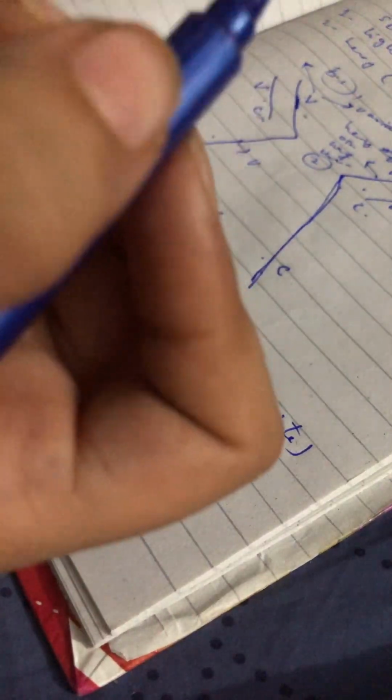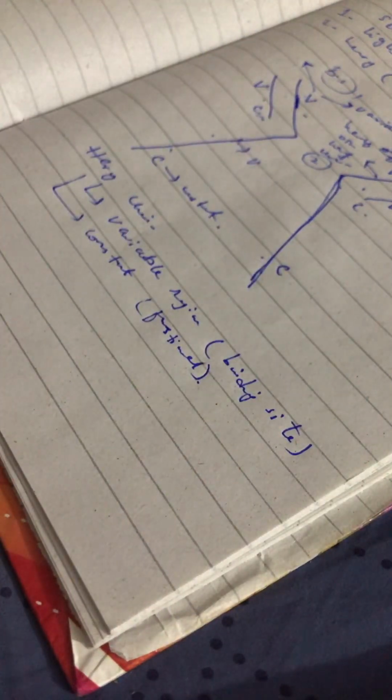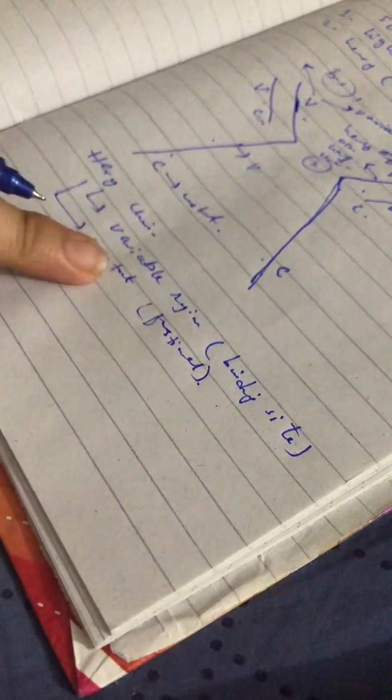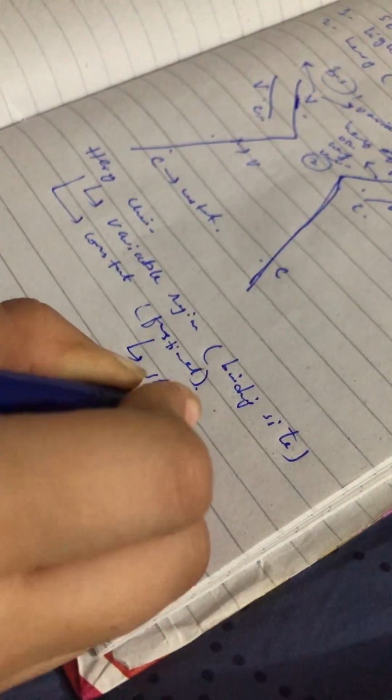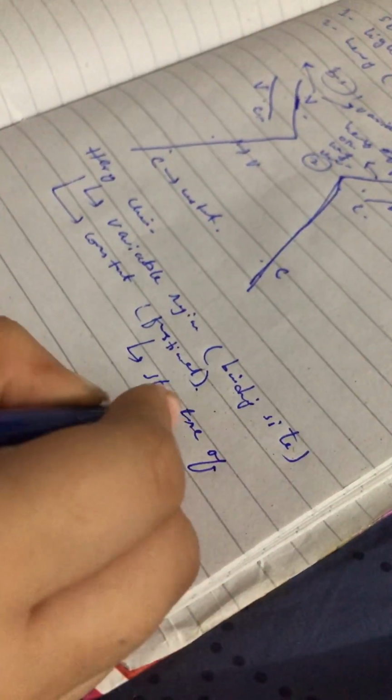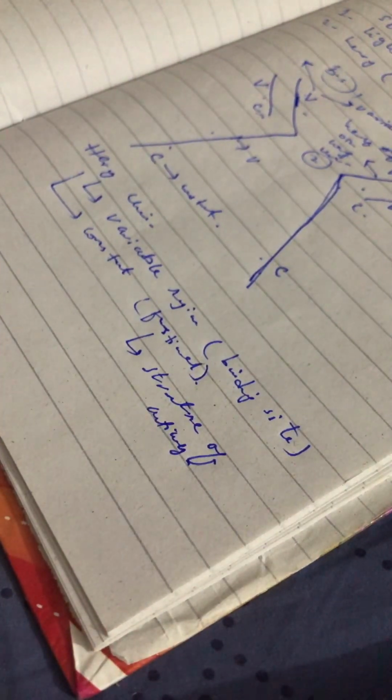What is meant by functional region? It means that it makes the structure of the antibody. The functional region makes the structure of the antibody, and the variable region makes the binding site of the antibody.